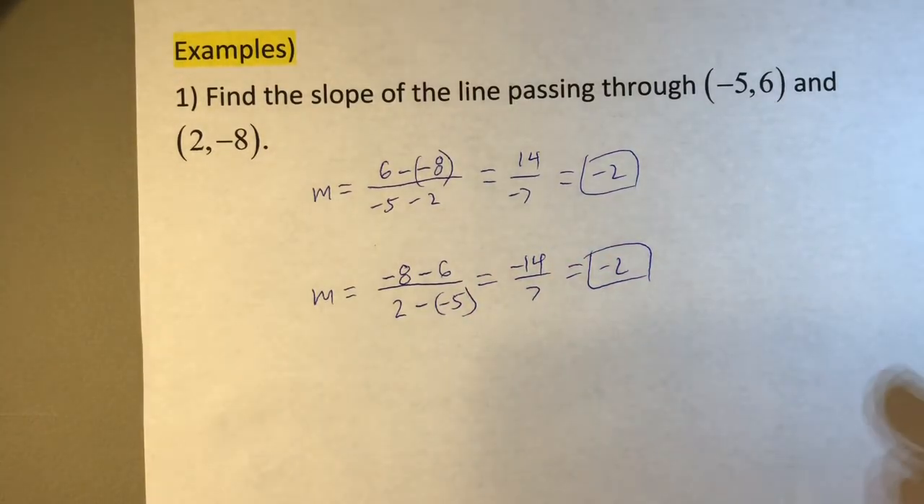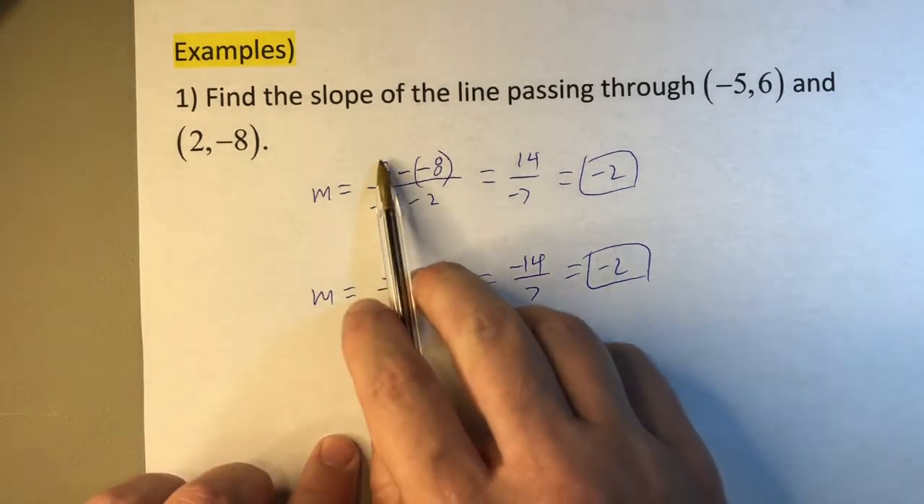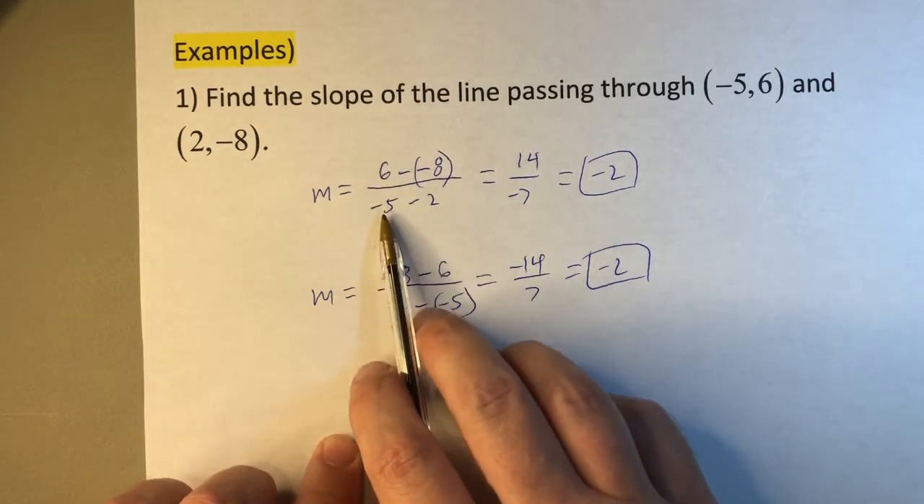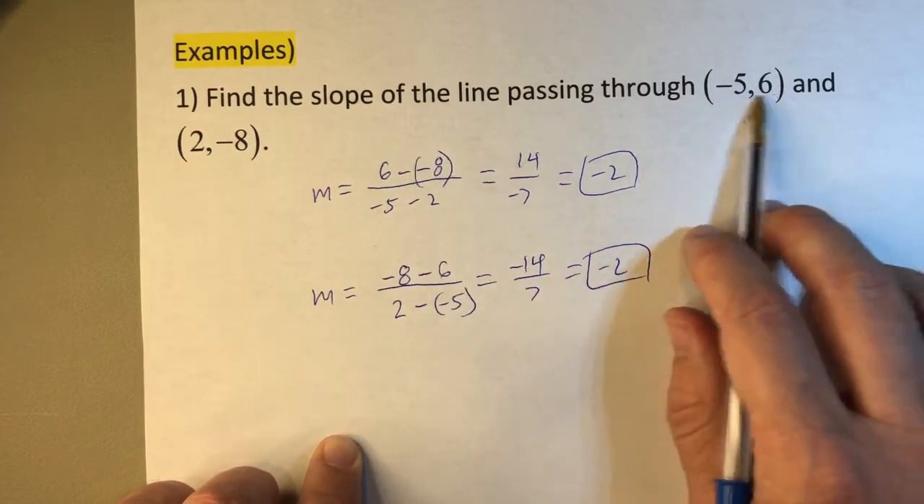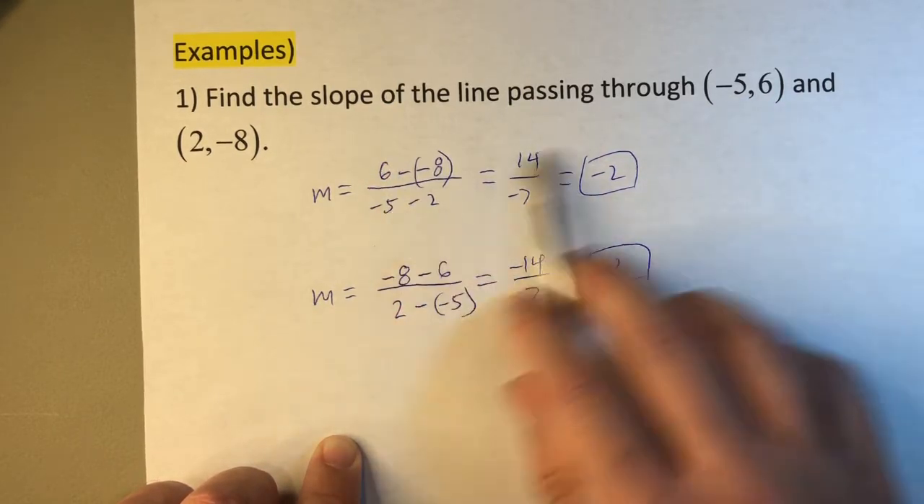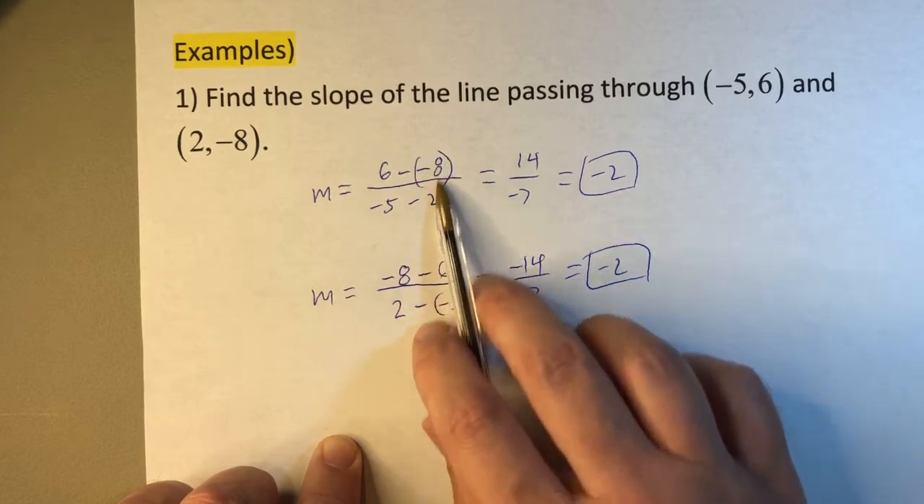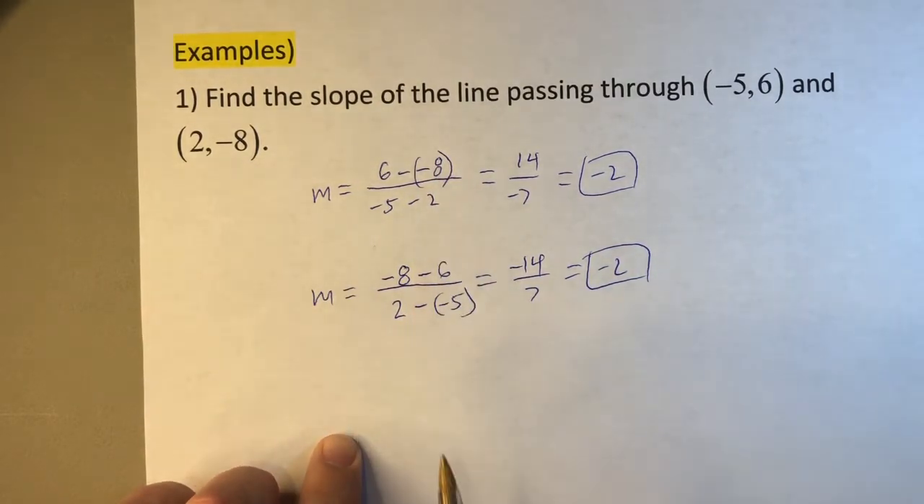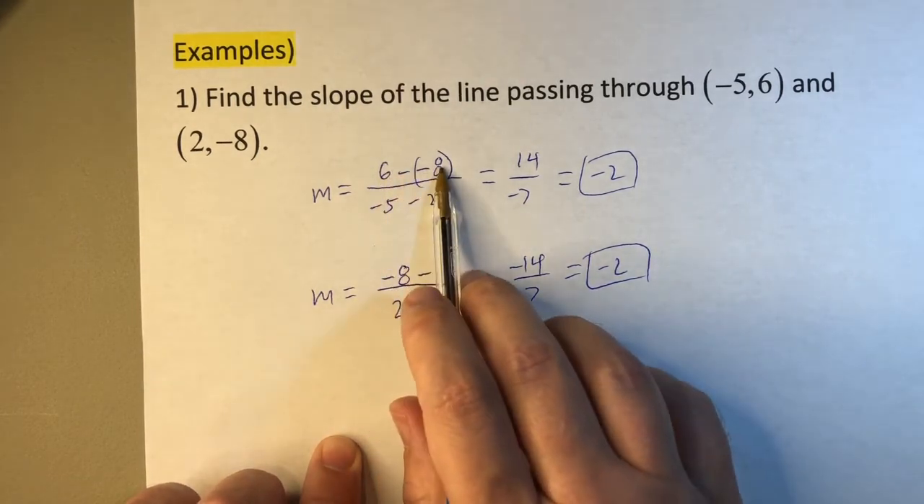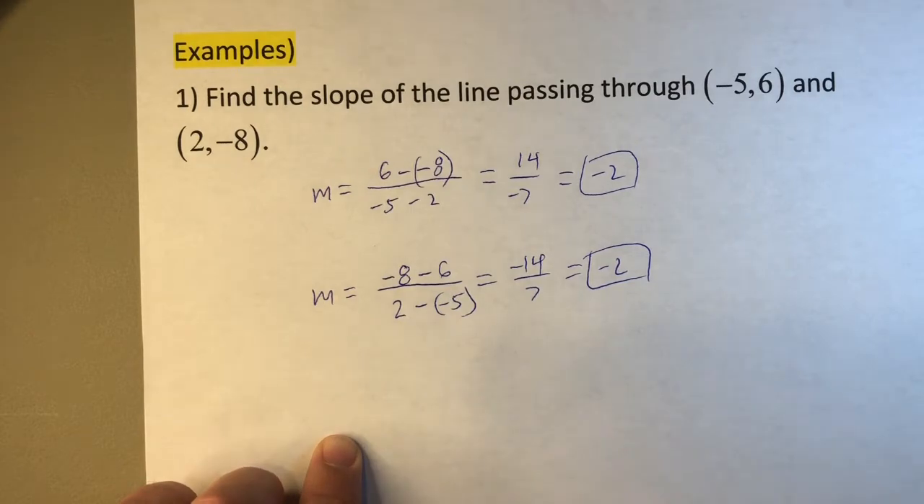What you have to be watching for is how the numbers are aligned vertically. The numbers that are aligned vertically always come from the same ordered pair. Do you see that? That's always going to be the case. And the second thing that's always going to be the case is the y values are on top and the x values are on the bottom.